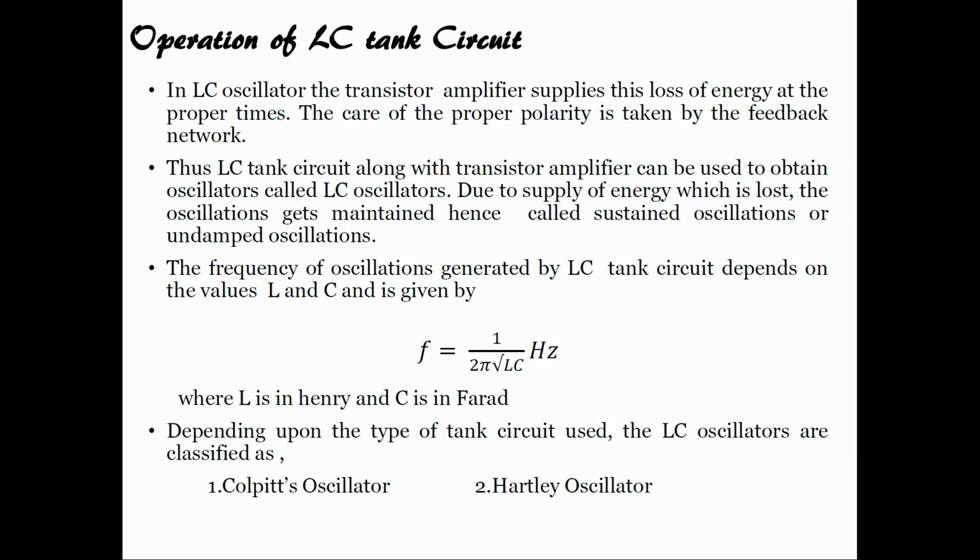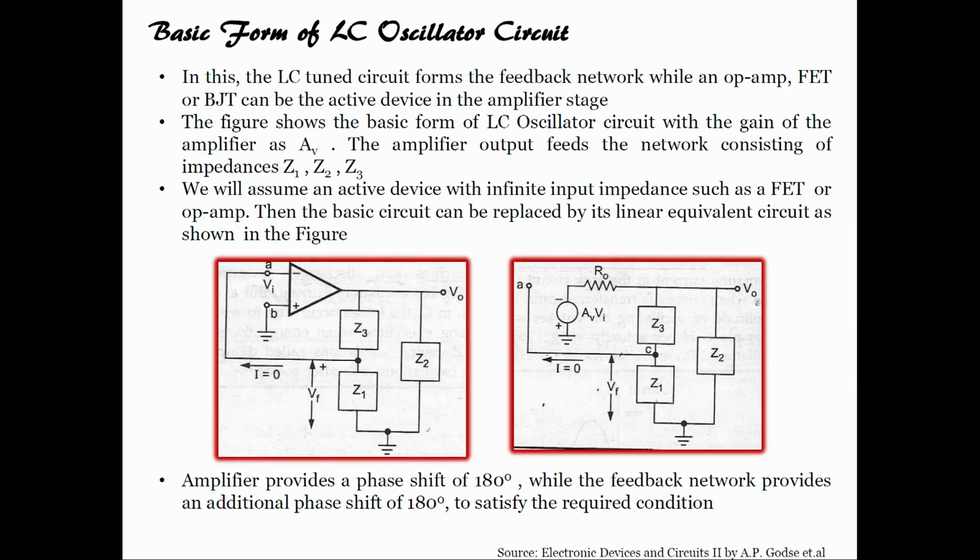Depending on the type of tank circuit, the LC oscillators are classified into two categories. One is called the Colpitts oscillator, another one is called the Hartley oscillator. Now, the LC circuit forms a feedback network, while an op amp or FET or BJT can be the active device. The figure shows, on the left side, the form of LC oscillator with gain of amplifier AV. The amplifier output feeds the network consisting of impedances Z1, Z2 and Z3. We will assume an active device with infinite input impedance such as FET or op amp, then the basic circuit can be replaced by a linear equivalent circuit.